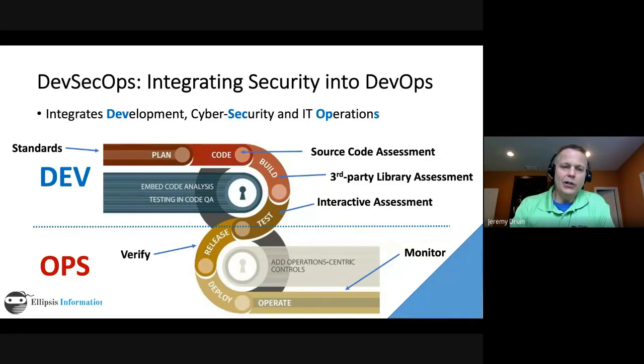Right from the beginning where we first thought of the project, we have security standards and requirements. And then all throughout the development, we're constantly assessing the system. And then all the way through ops, we're constantly monitoring the system. So security is really tightly woven in the entire process. And so when we put all that together, we get DevSecOps.